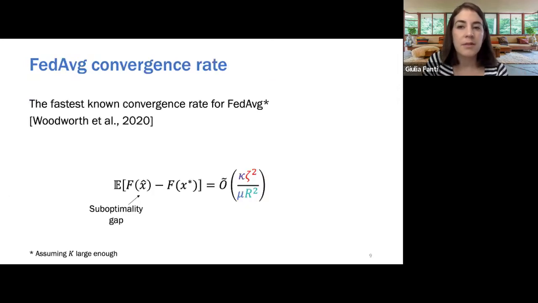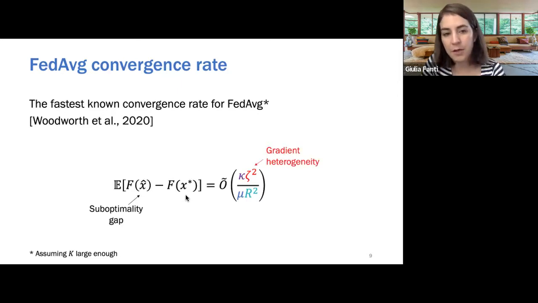This appears also in some sense in the convergence rate. Formally, the fastest known convergence rate for FedAvg is shown here. On the left, we have the suboptimality gap. x hat is the output after our rounds of communication, x star is our global optimum, and zeta star is our gradient heterogeneity, which follows the definition I mentioned earlier.